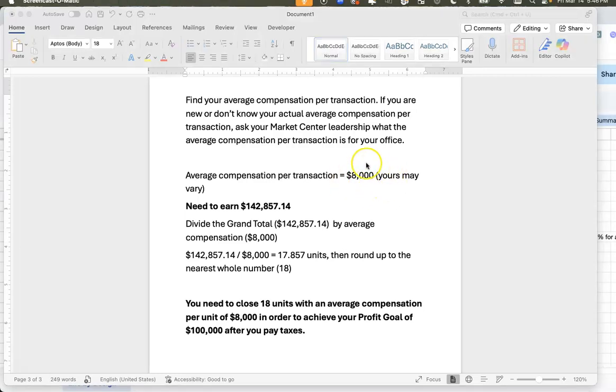Now that we know we're making $8,000 per unit, we need to divide our total goal of $142,857.14 by the average compensation of $8,000. And when we do that, we come up with 17.857 units. We need to round that up because most of us don't sell 0.857 of a house. So rounding 17.857 up, we come up with 18. So we need to close 18 units with an average compensation per unit of $8,000 in order to achieve our profit goal of $100,000 after we pay tax.